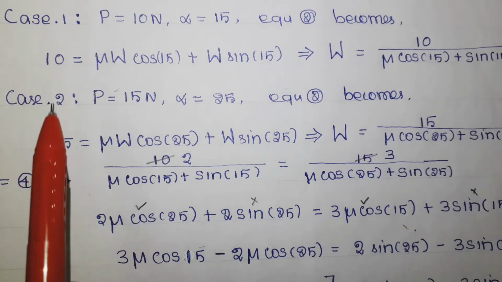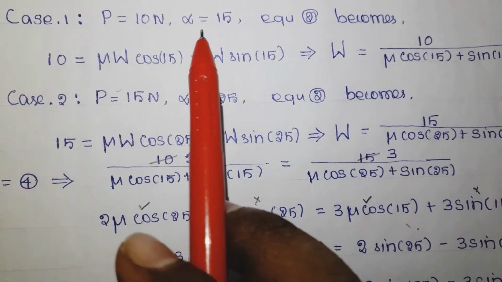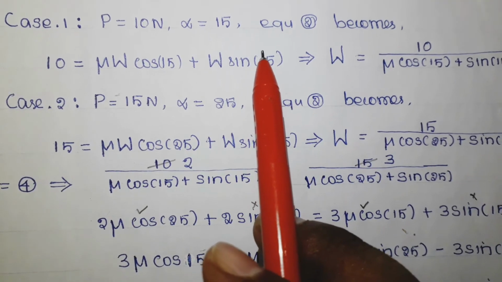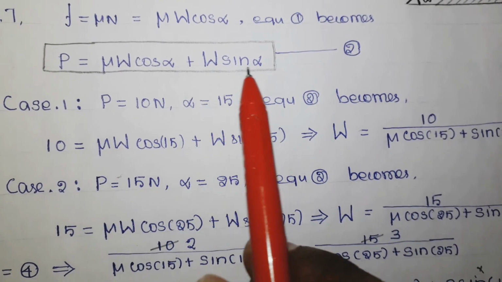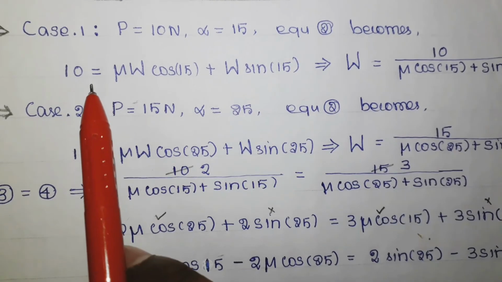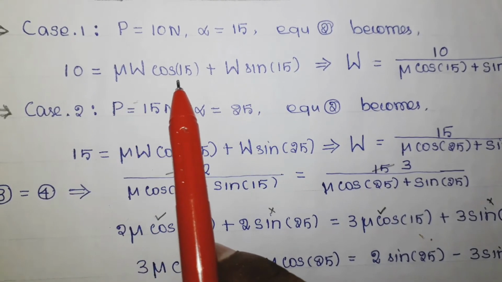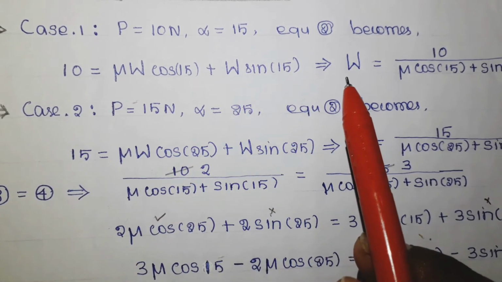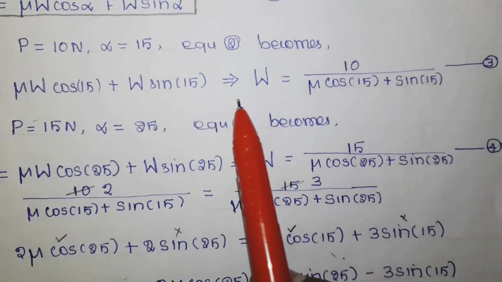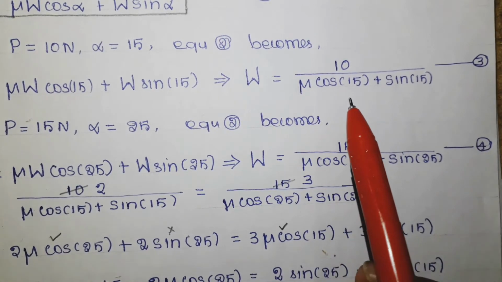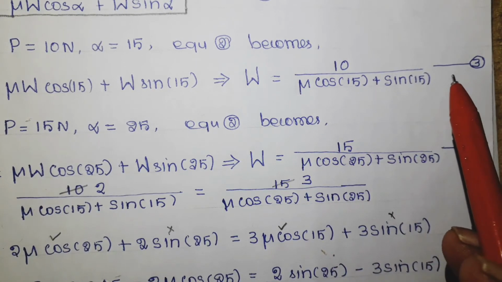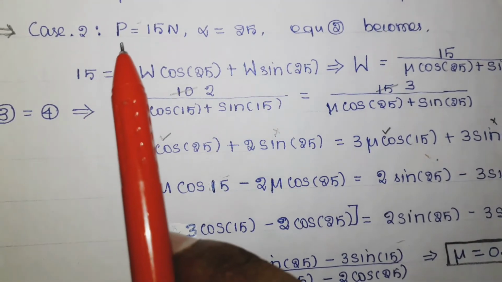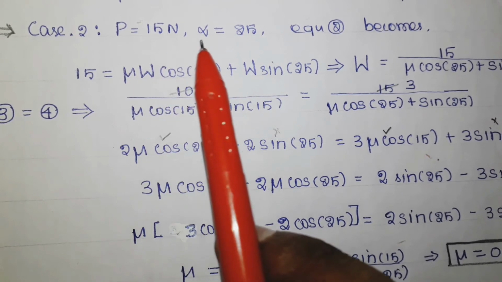Now apply the two conditions. First condition is when the alpha is 15 degree, the corresponding P value is 10 Newton. Now just substitute this in the second equation. So it becomes 10 equal to mu W cos 15 plus W sin 15. Okay, and now we just take W on the left hand side. So this equation now will become W equal to 10 by mu cos 15 plus sin 15, and take this as equation number 3.